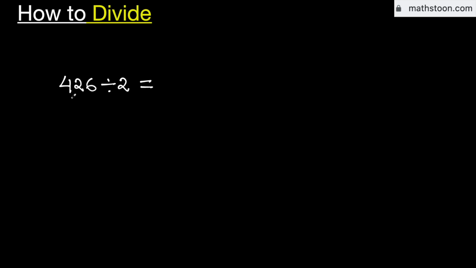Let's learn how to divide 426 by 2 using the long division method. Consider the first digit 4. We know that 2 times 2 is equal to 4. Subtract, we get 0. Now this 0 is less than 2. That is why we need to bring down this adjacent 2 here.